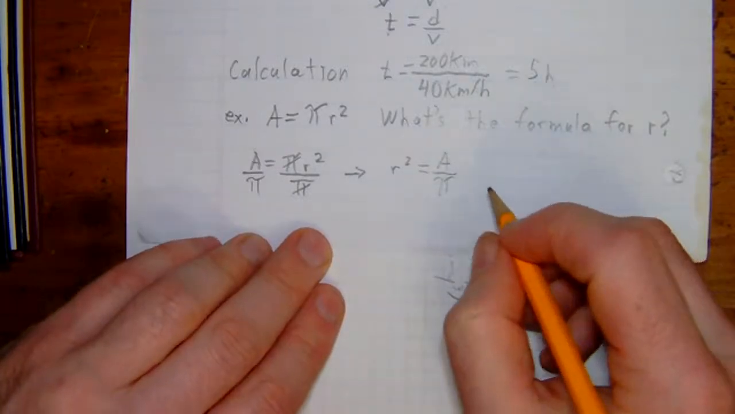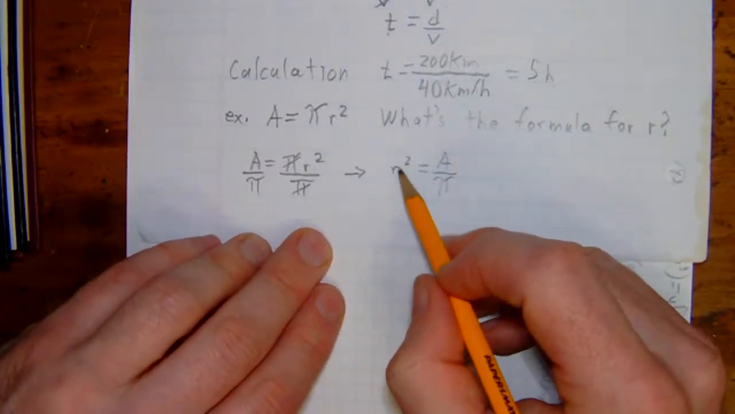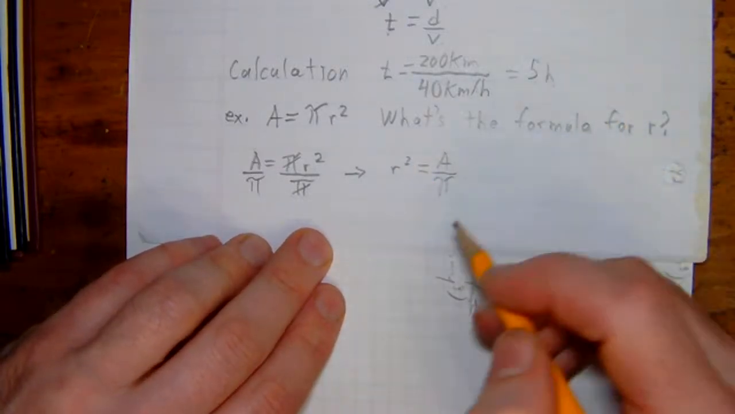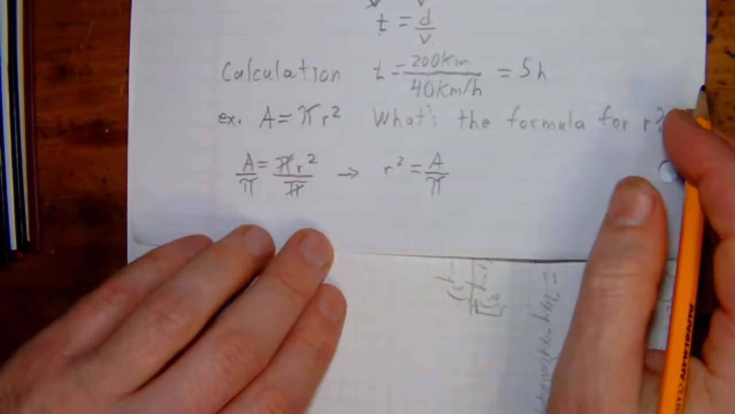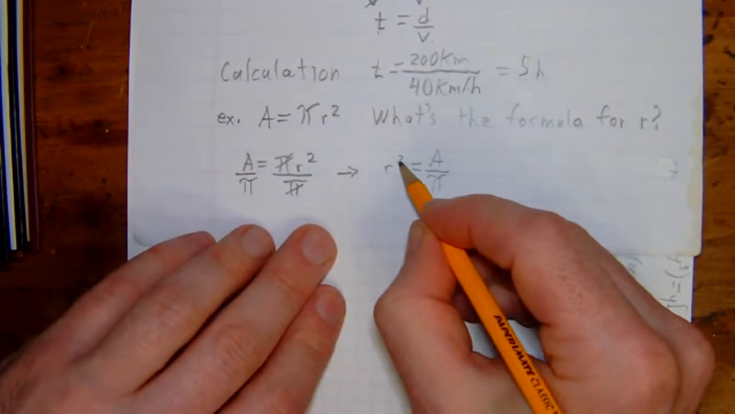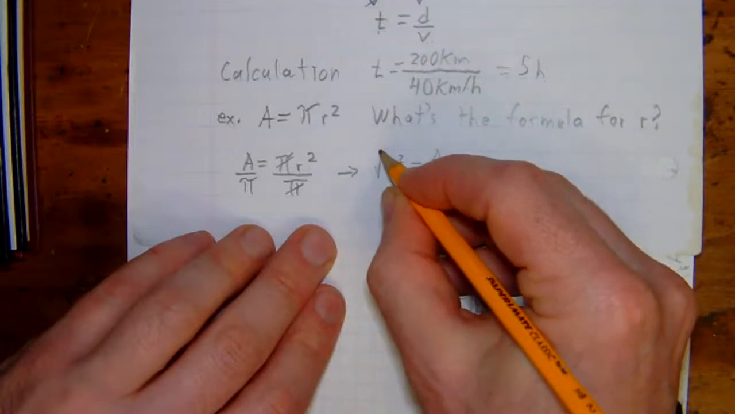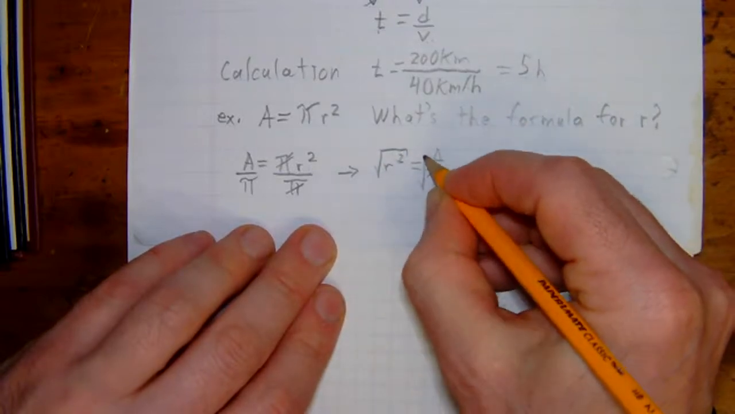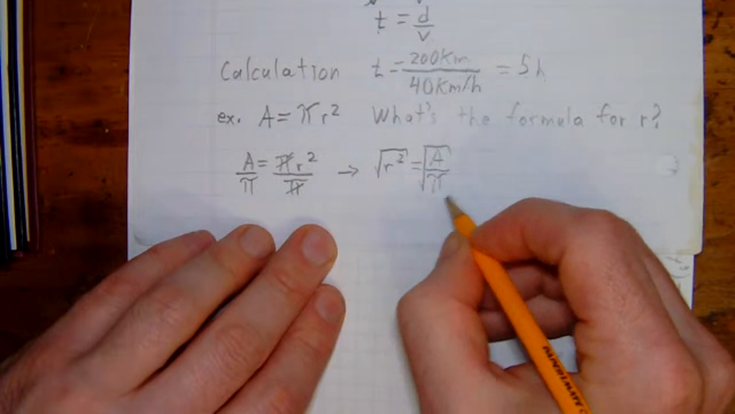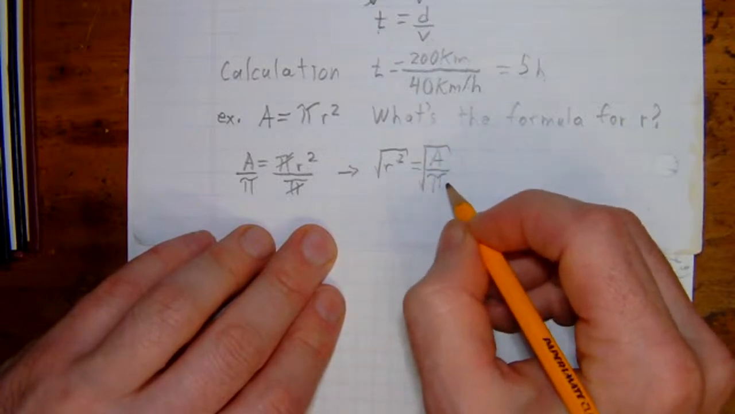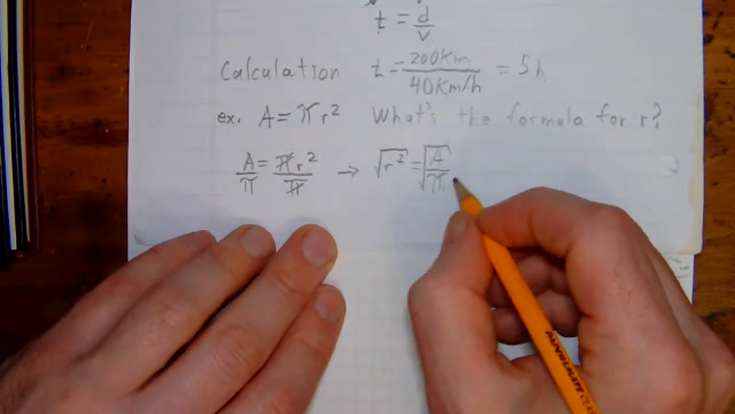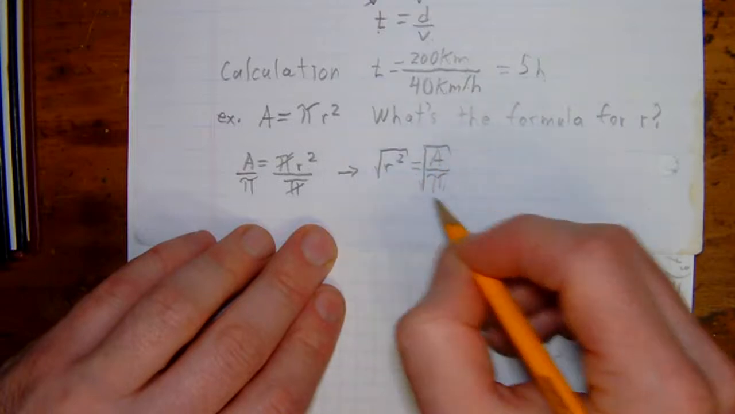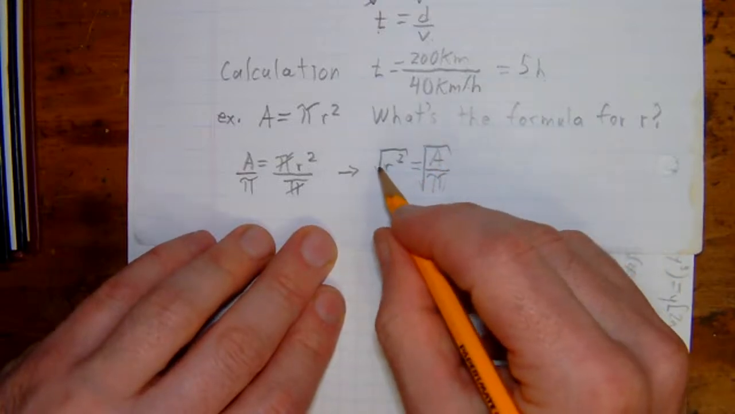R squared equals A over pi. And now the last thing we need to get rid of is this squared. So as always, we ask ourselves, well, what's the opposite operation? The opposite of squaring is square rooting. So we're going to square root both sides. And you can see here I square rooted the entire fraction, not just the numerator. Got to do the same thing to the whole side on both sides.